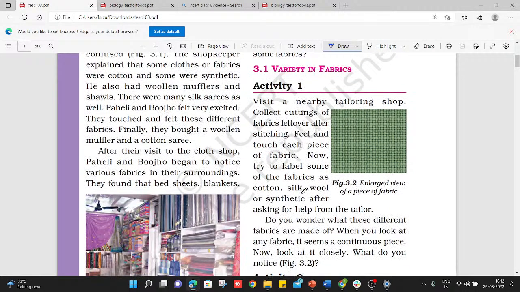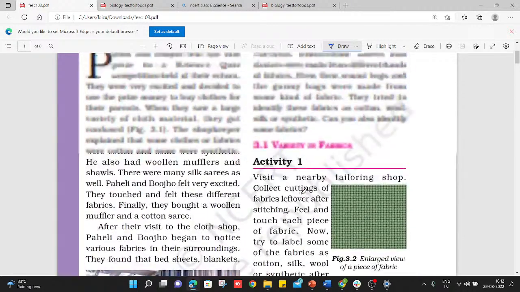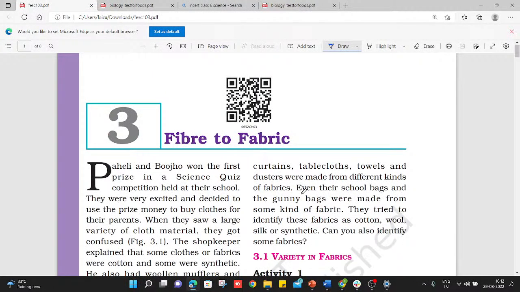After the visit to the cloth shop, Paheli and Buju began to notice various fabrics in their surroundings. They found that bed sheets, blankets, curtains, tablecloths, towels, and dusters were made from different kinds of fabric. Even their school bags and the gunny bags were made from some kind of fabric. They tried to identify the fabric as cotton, wool, silk, or synthetic. Can you also identify some fabrics?